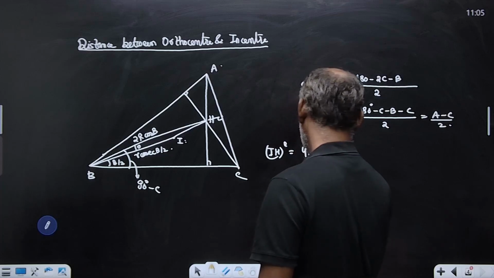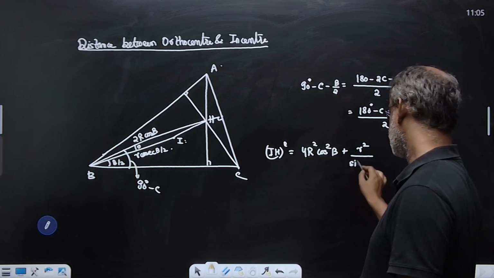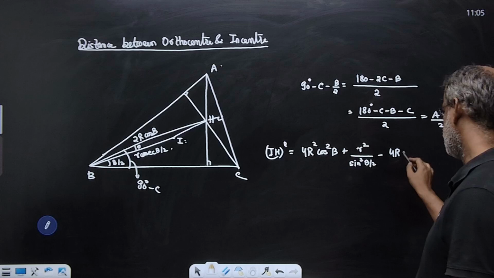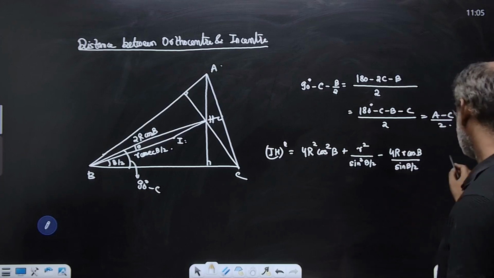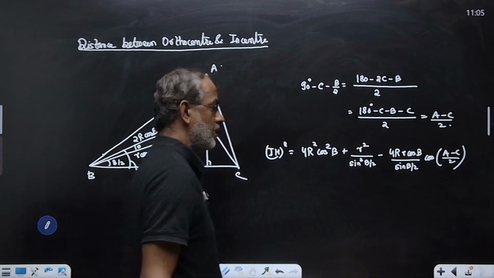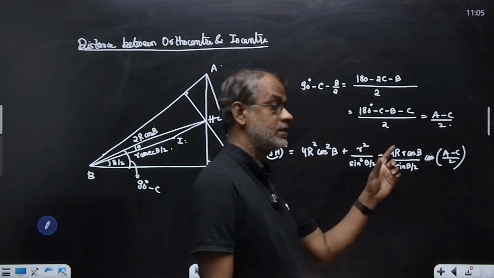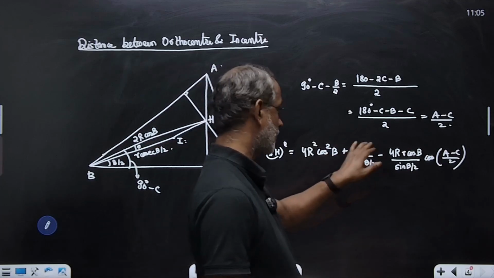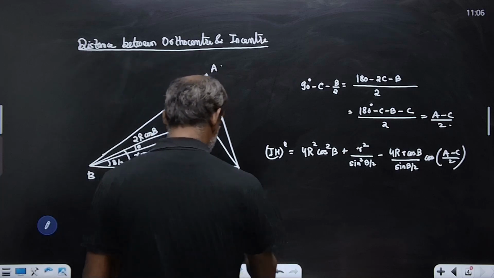4r square cos square B plus 4r cos B into cos of A minus C by 2. You see the expression may not turn out to be as beautiful as has been the case with other situations, but the process that is being followed remains the same. What we do is write it as 1 minus sine square B and then we manage it. So let me write it formally.